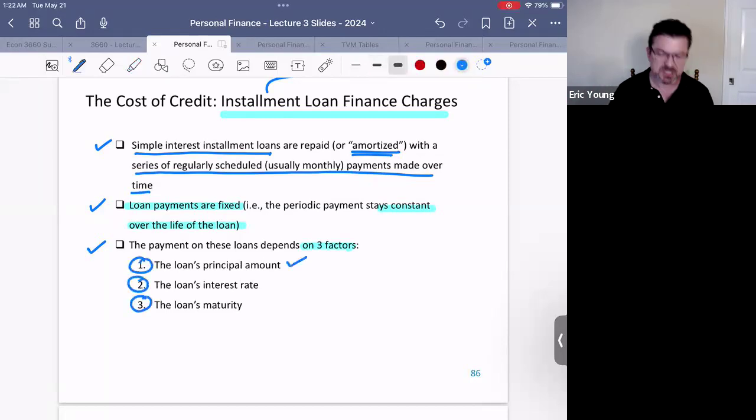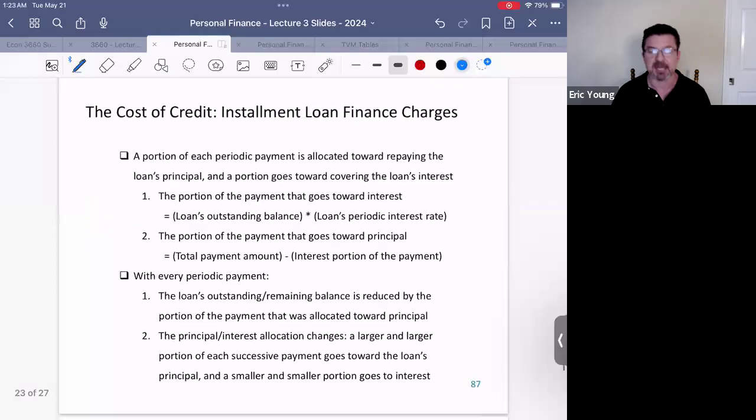The loan's principal amount, how much did you borrow? The loan's interest rate, what rate are you paying? And the loan's maturity, how long do you have to pay it off? Are you paying off in 3 years or 5 years or 10 years or 30 years for a mortgage? Okay, those 3 factors will dictate it.